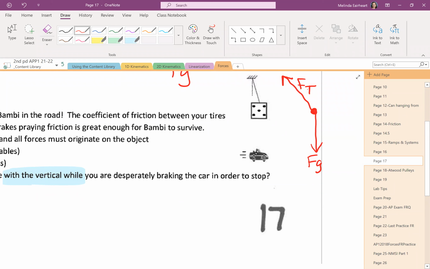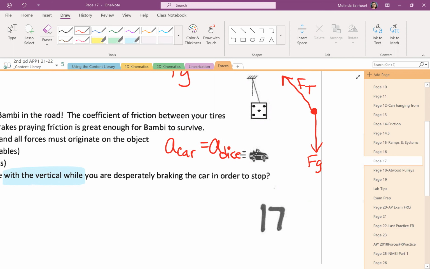Now notice the prompt was all about Bambi in the car, and now our question's about this fuzzy dice that's in the car. What's going to be the same for the dice and the car? What connects them? Acceleration. So the acceleration of the car is going to equal the acceleration of the dice.